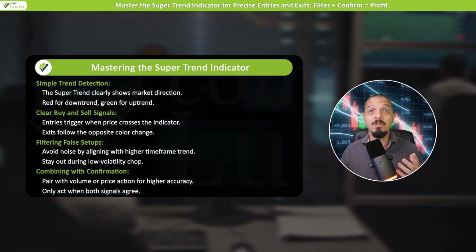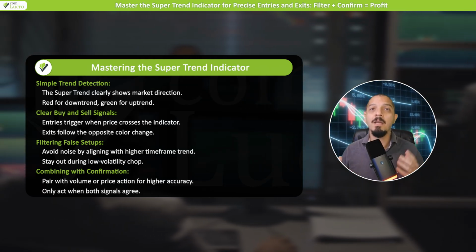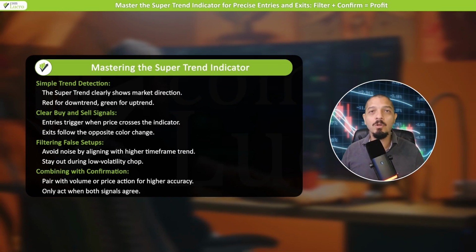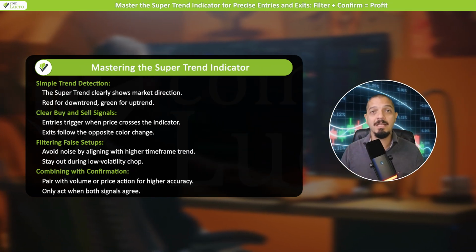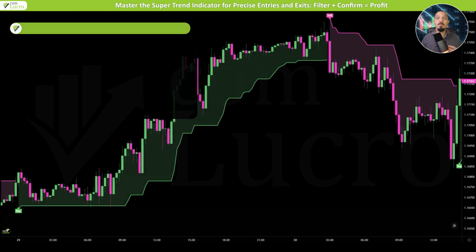You'll learn how to filter out false setups, adapt the indicator to market volatility, and combine it with proven methods for stronger confirmation. It's simple, it's effective, and it delivers when you follow the rules. So let's begin with the basics.